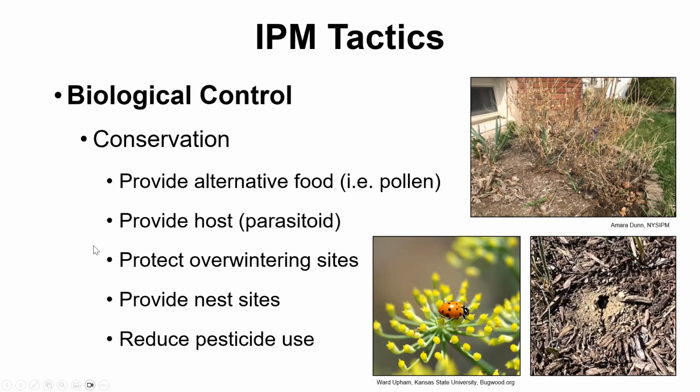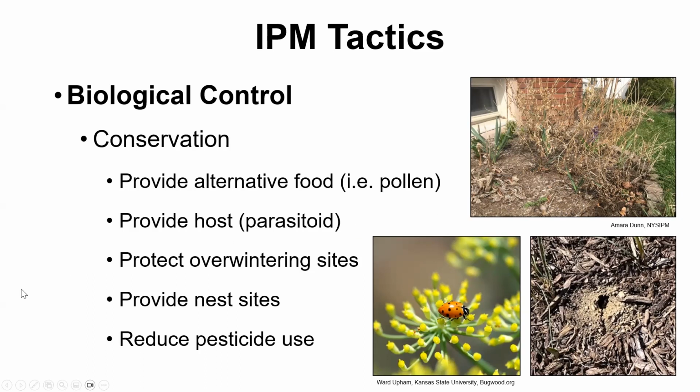Also, provide hosts for your parasitoids, right? If every time you saw aphids, you were killing all of them as quickly as possible, then you're not providing the host for the parasitoid, so that when you go on that vacation for that one week, and there's an aphid outbreak, there won't be any parasitoids around to take care of them. So not eradicating all of the pests on site will help preserve your parasitoids. Also, protect overwintering sites. Here's a lovely garden in the springtime. This person didn't take down all of their flowers and all of the stubble, because that provides overwintering sites for some beneficial insects.